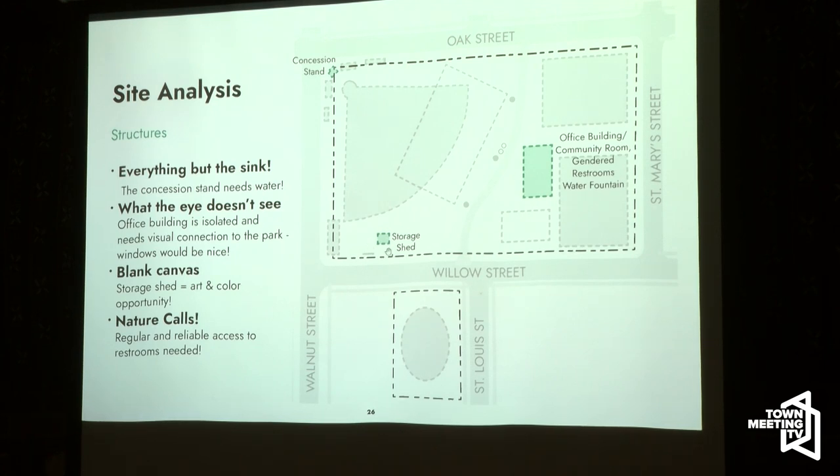The storage shed is relatively new, but we see some opportunities to put some of the Burlington colors on that, or maybe a public art opportunity. And one more note about the structures is that the bathrooms are not always accessible. You need to be let in, or the Boys and Girls Club has to open it up for an event, and there may be a need for more regularly accessible restrooms.